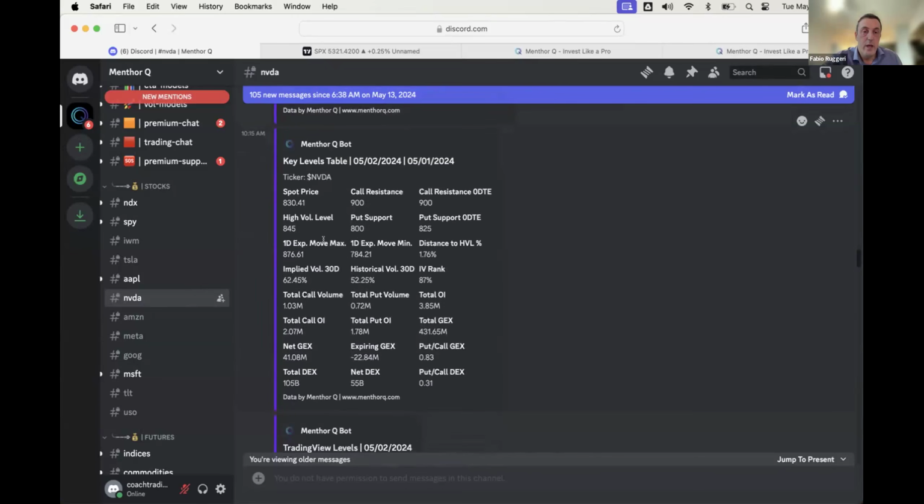So we want to see what is one day expected max, minimum, you know, how far are we from the high vol level? The high vol level is the price that dictates the shift between positive and negative gamma. So the closer we are to that level, the closer, you know, volatility could change, right? So you want to look at that.